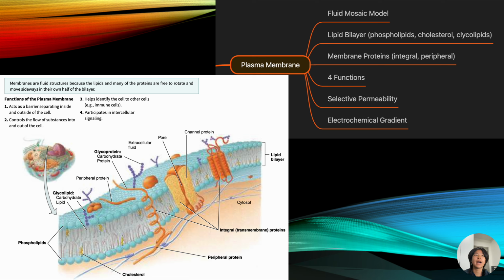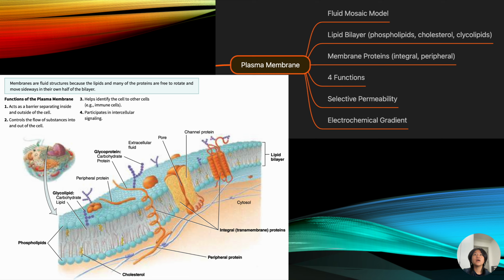And then we also have some impermeable molecules. Really large carbohydrates or really polar molecules like ions cannot pass through. Water is special: even though water is polar, it is so small that it can squeeze through our lipid bilayer.